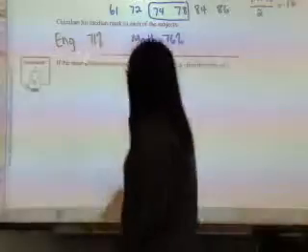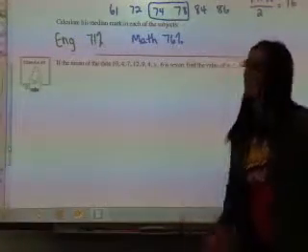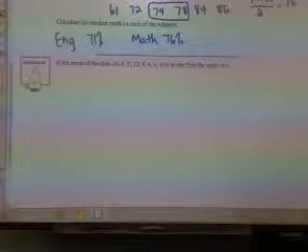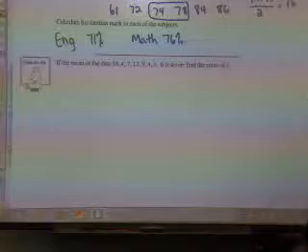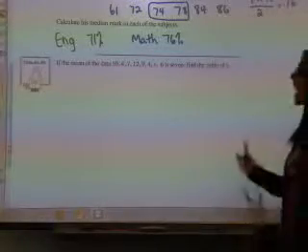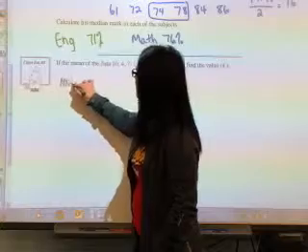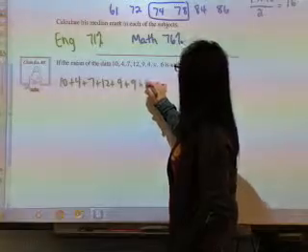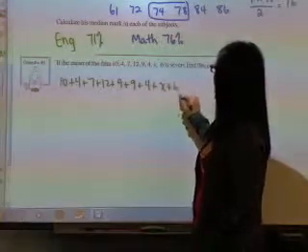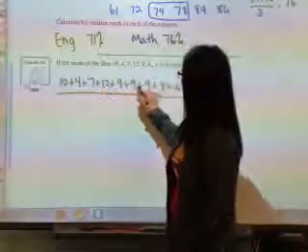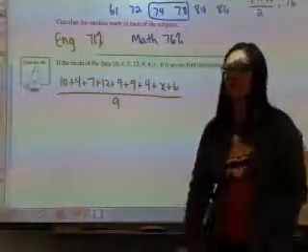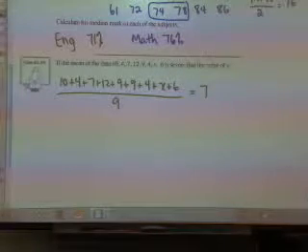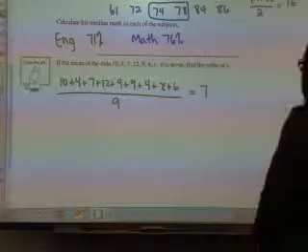In the third example, the mean of the data set 10, 4, 7, 12, 9, 4, x, and 6 is equal to 7. Find the value of x. So that means I go 10 plus 4 plus 7 plus 12 plus 9 plus 4 plus x plus 6 and divide this by 9, because there are 9 values in this set, and the answer will equal 7. So I want to solve for x.